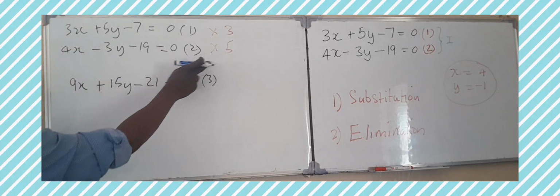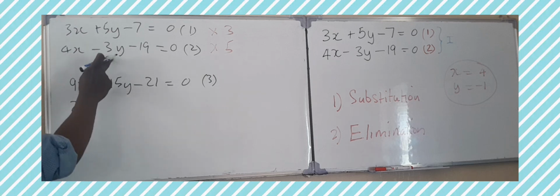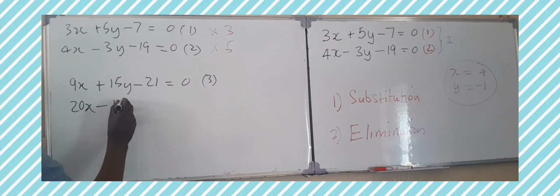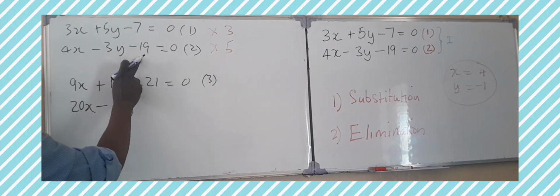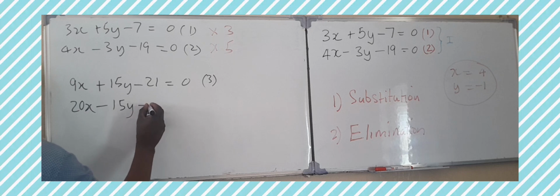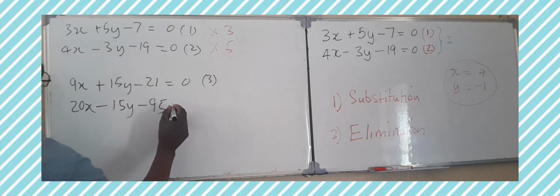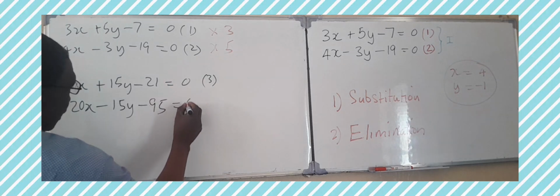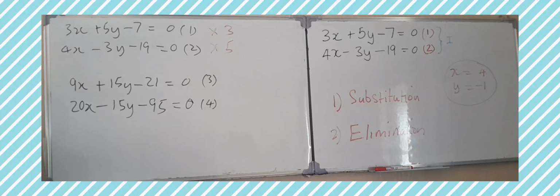Now, I'm going to multiply this one by 5 to get 5 times 4 is 20x. Minus 3 times 5 is minus 15y. Minus 19 times 5 gives me 50 plus 45, which is 95. It's minus 95, is that right? 50 plus 45, yes, minus 95. And this again is equal to 0. Let's call this equation number 4.